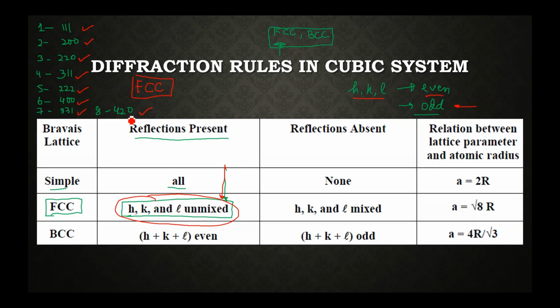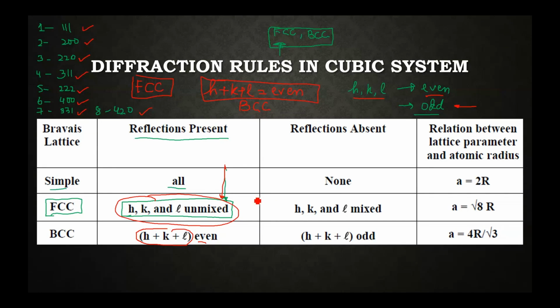अच्छा, BCC के केस में क्या होगा कि H plus K plus L is even. अगर सारी peaks इस criteria को satisfy करें कि H plus K plus L is even for all the peaks, then your material would be BCC. Clear?